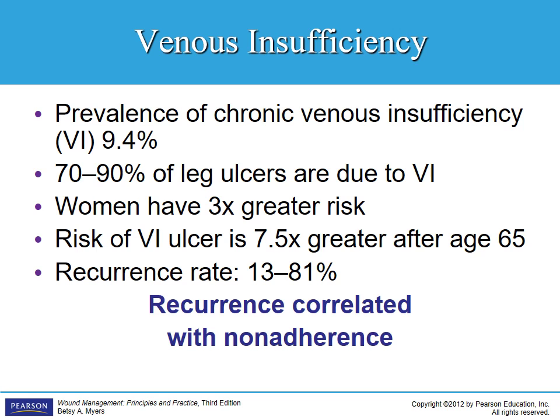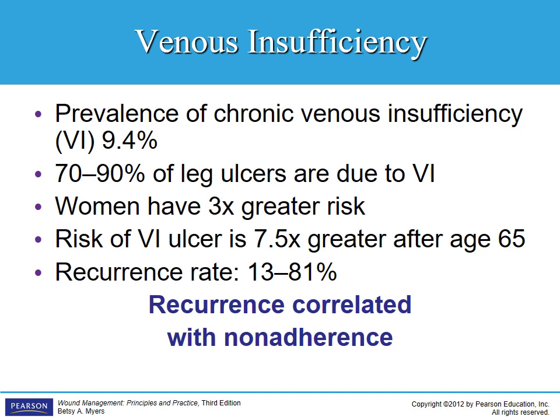Women have a 3 times greater risk. Generally, the reason for that is childbearing and weight. As we get to how the venous system works, you'll begin to understand how childbearing and excessive weight can cause venous insufficiency over a period of time. So that's why women have a 3 times greater risk of venous insufficiency than men. The risk of a venous insufficiency ulcer is 7.5 times greater after age 65. Again, as we get to the mechanics of what causes venous insufficiency, you'll understand why that is also the case.